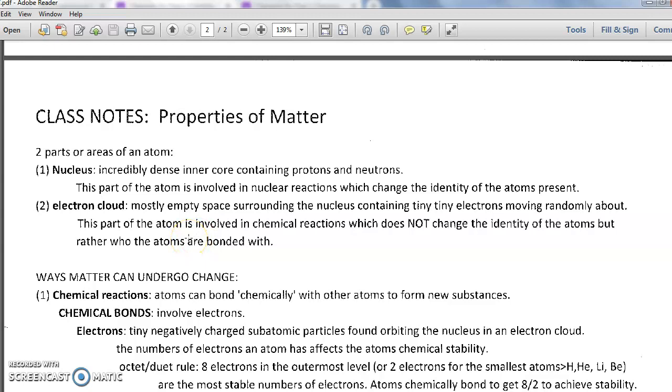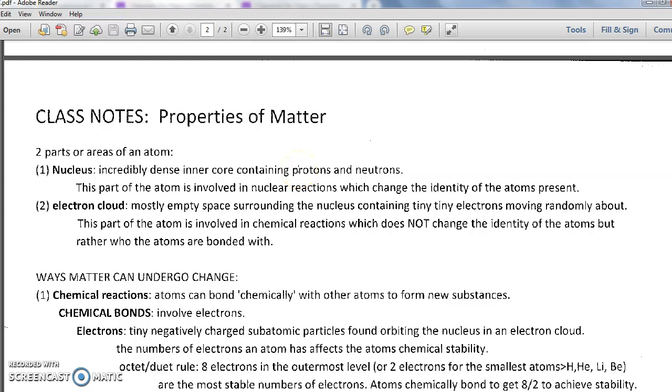Chemical reactions involve electrons which are found in the electron cloud. But the electrons have nothing to do with who a particular element is. It's the nucleus. It's what's inside the nucleus that determines what an element is. The nucleus is the dense inner core of an atom containing protons and neutrons. Those are big subatomic particles. The electrons are very, very small. But the nucleus has protons and neutrons joined together. The protons and neutrons are not involved in a chemical reaction. It's electrons that are involved.